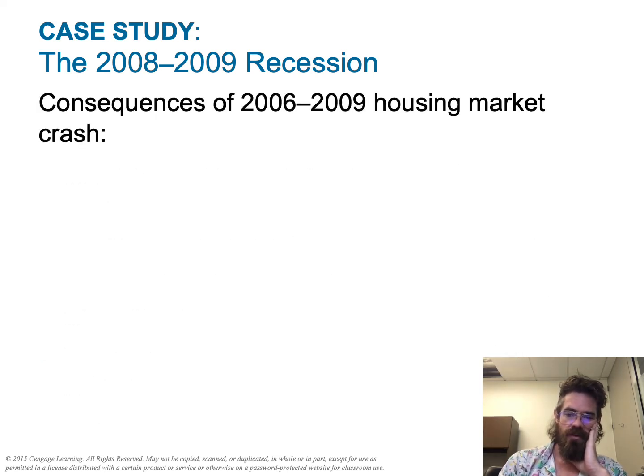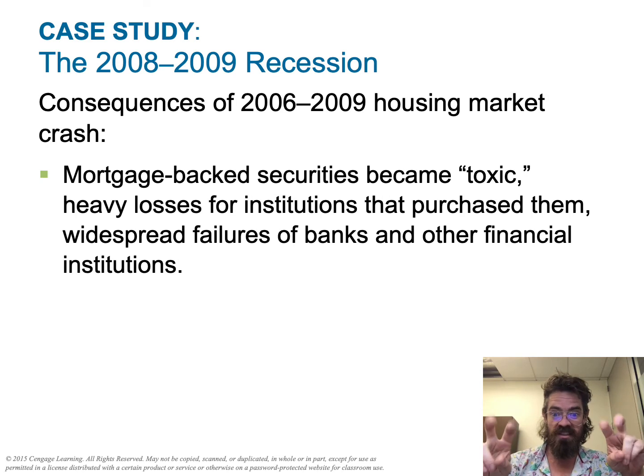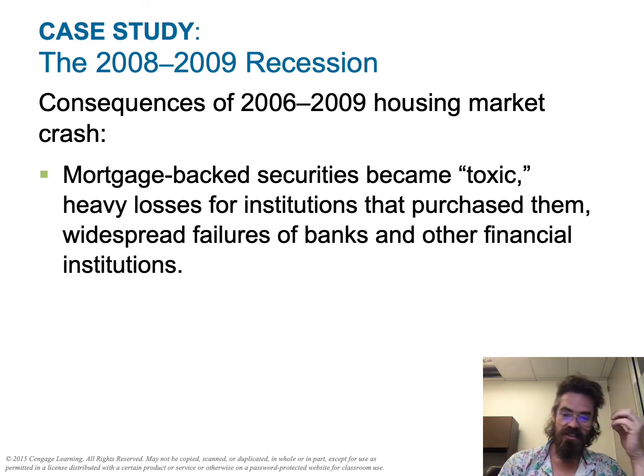All right, and so what were the consequences of all this? Well, those securities became toxic, right? They were deemed really, really safe because home prices never fall, right? But they started to fall, and so these mortgage-backed securities became just worthless assets. And who owned these? Mostly banks and insurance companies.